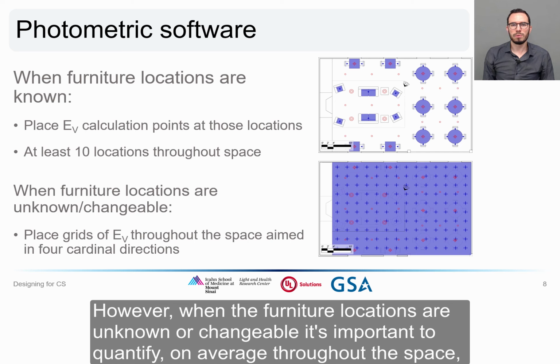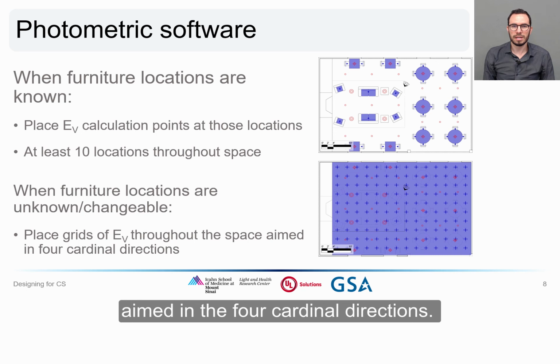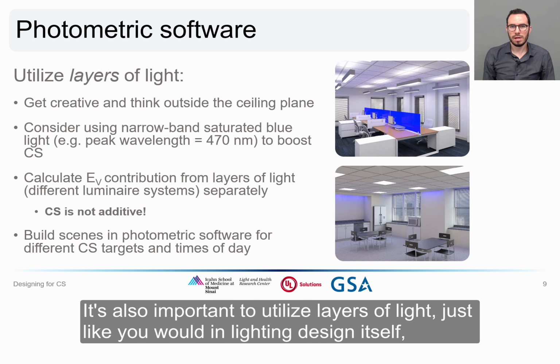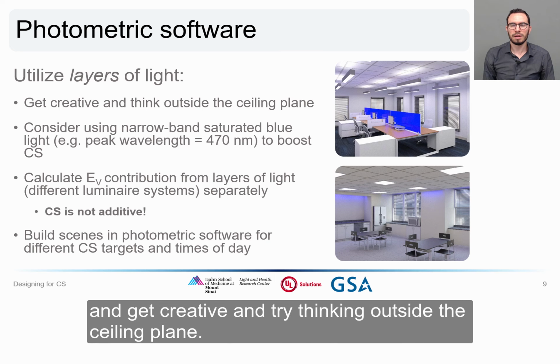However, when the furniture locations are unknown or are changeable, it's important to quantify on average throughout the space how much CS an occupant may get by placing vertical illuminance calculation point grids throughout the space aimed in the 4 cardinal directions. It's also important to utilize layers of light, just like you would in lighting design itself. Within your photometric software, it's important to define and treat your layers of light separately and get creative and try thinking outside the ceiling plane.